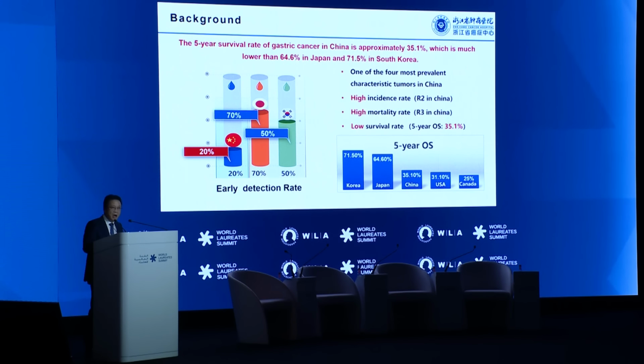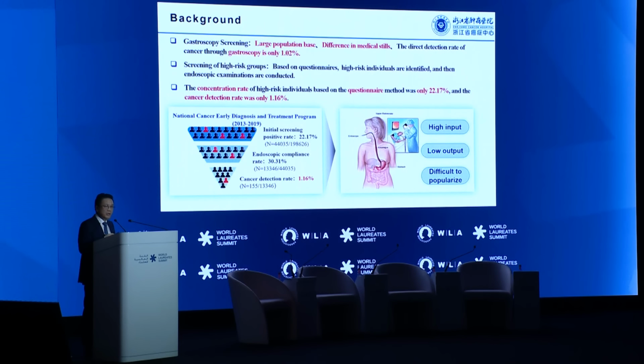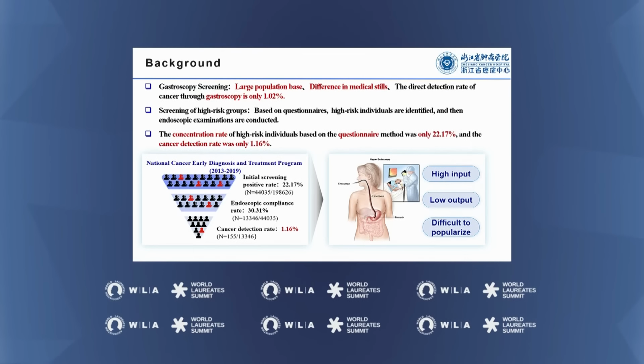It is the early detection rate. It is really low in China, only 20%, and 60 to 70% in Korea and Japan. So what can we do to improve the early detection rate of gastric cancer? In Japan and Korea, individuals aged over 50 are advised to undergo a gastroscopy every 2 to 3 years. But it's impossible for us because in China we have a tremendous population and a shortage of devices and experts.